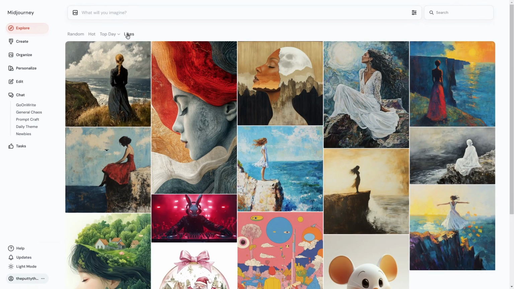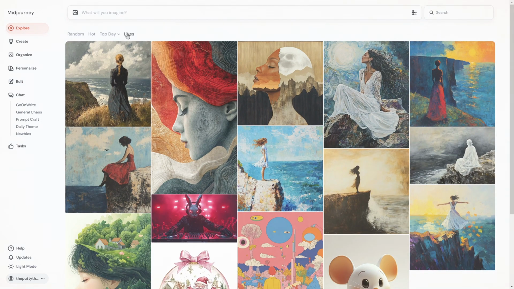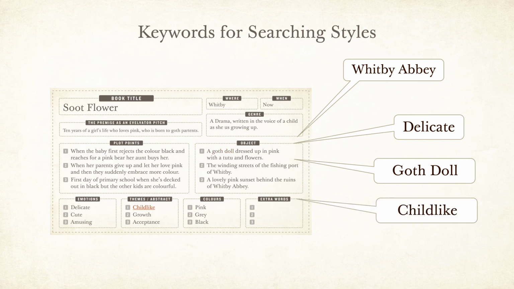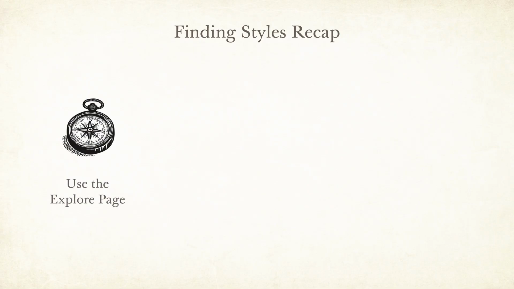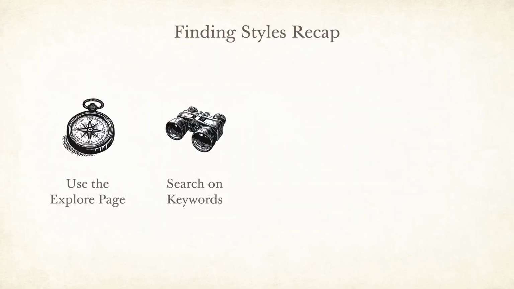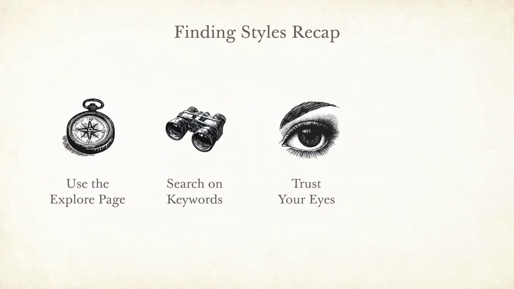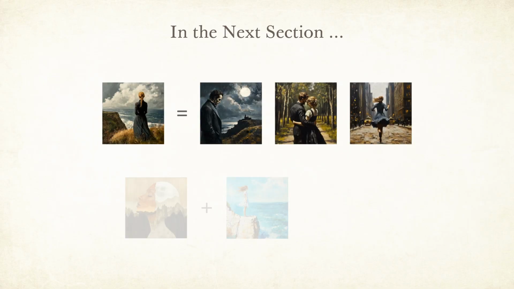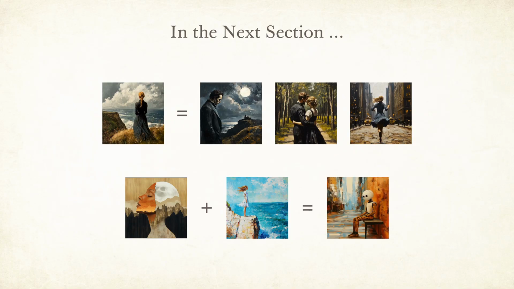And don't worry if you don't know what style you want and therefore what you should be searching for on the Explore page. Further on in this course, I'm going to show you some good examples of how to think of search terms for a certain type of book. So in conclusion, use the Explore page on MidJourney to find styles you like the look of by doing simple searches on the words that might interest you. Trust your eyes, and if you see something that appeals, then simply like it. In the next section, I'm going to teach you how to use these styles, or even remix more than one style to make your own unique style.